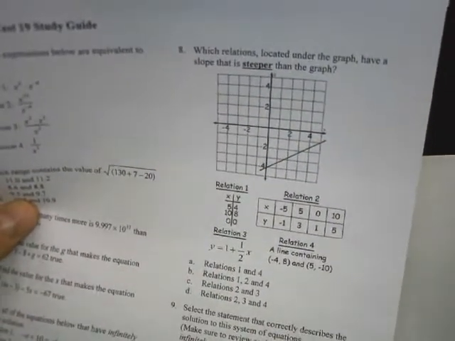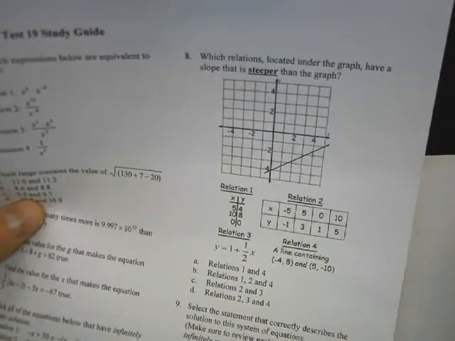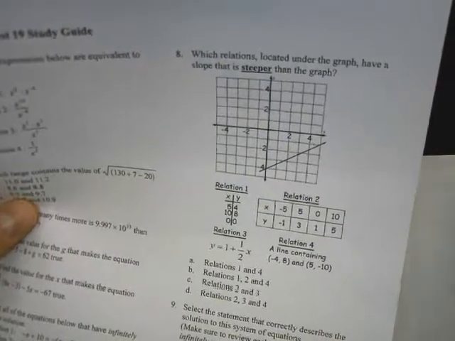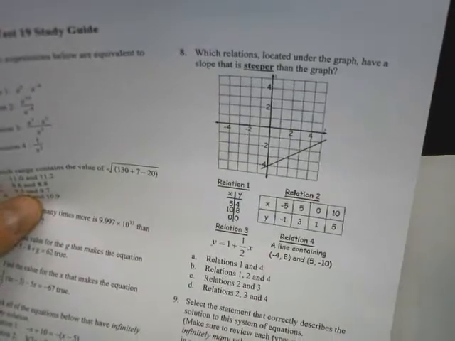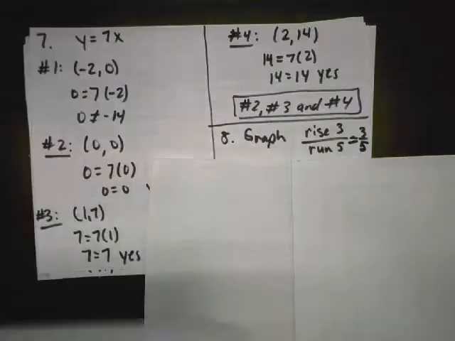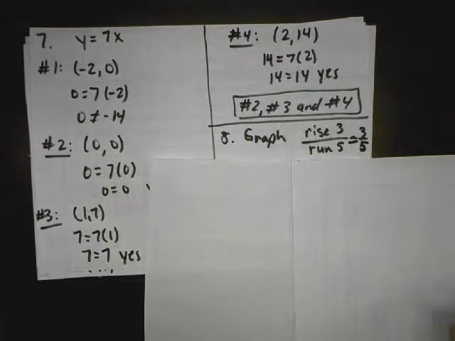A slope that would be steeper than 3/5. And again, we don't worry about positive or negative slopes. We just assume it's absolute value. But we're looking for a number that has an absolute value greater than 3/5. That would make it steeper. So in other words, I got to find the slope for all those.